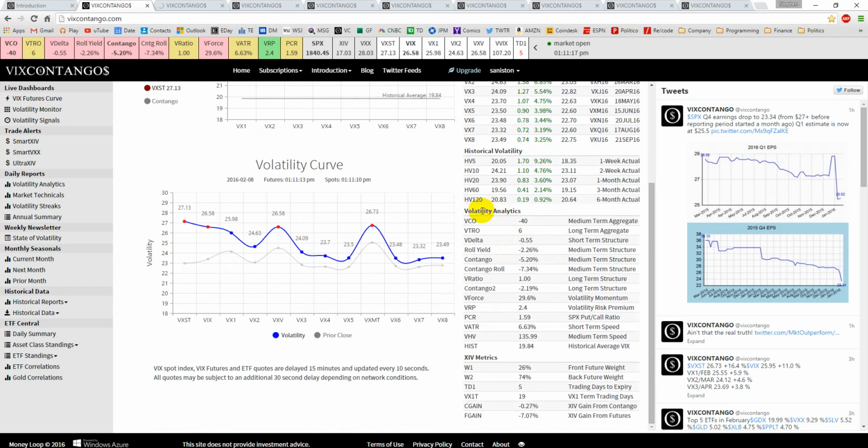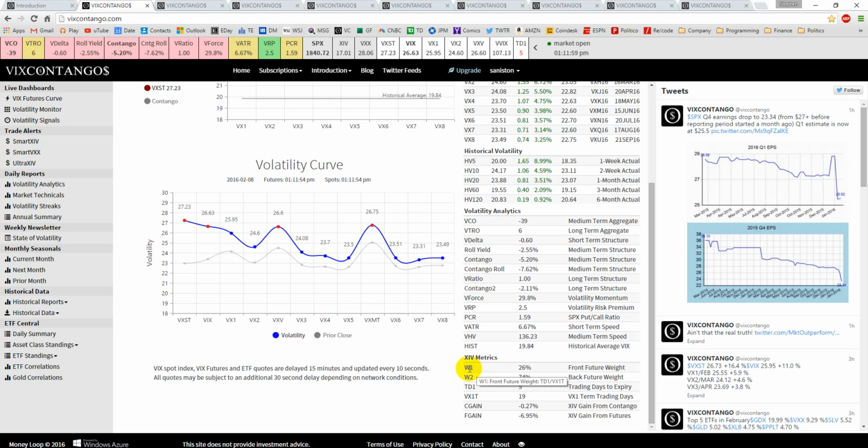Then you get to see a whole section of volatility analytics, which is very similar to the one on the ticker bar on top, but it has some additional information such as the contango tool, which is the difference between the second month and third month futures, or the premium of the third month over the second month future. You get to see the VHV, the historical volatility of the VIX, and the historical average VIX, which at this point is 19.84.